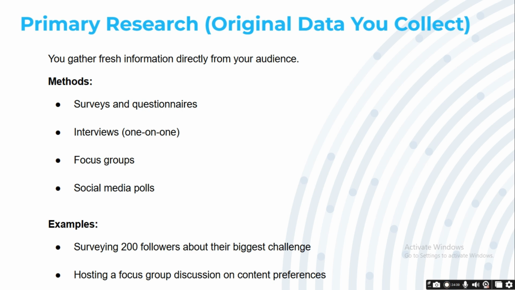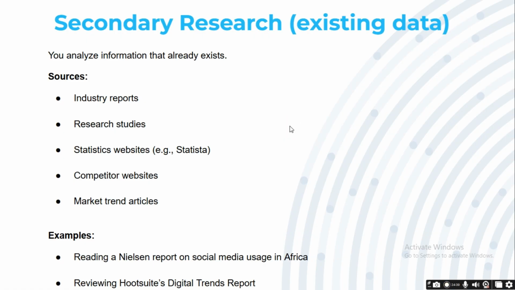Examples: Surveying 200 followers about their biggest challenge. Hosting a focus group discussion on content preferences. 2. Secondary research, existing data collected by others. You analyze information that already exists.